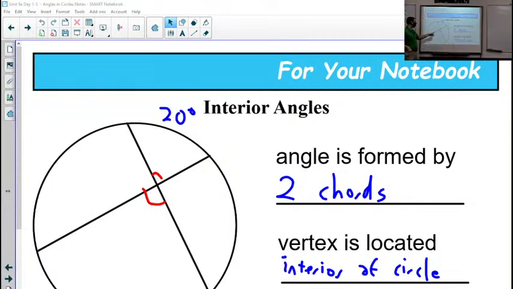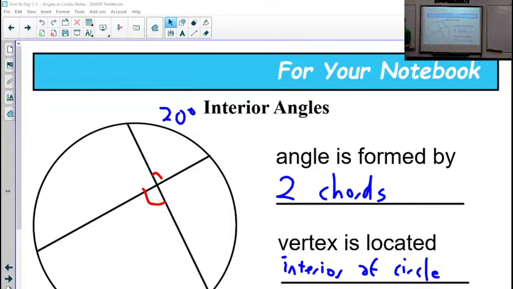So interior angles are located inside of the circle. And specifically inside of the circle that's anywhere else aside from the center. Because when we have the center, the angle and the arc are just the same.